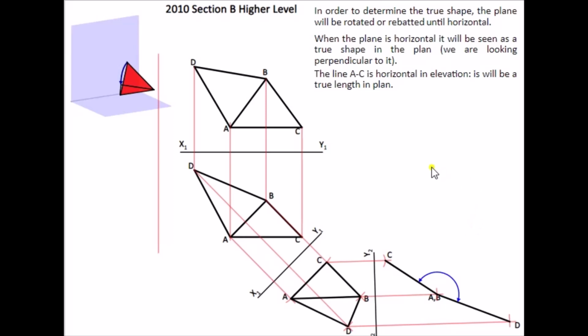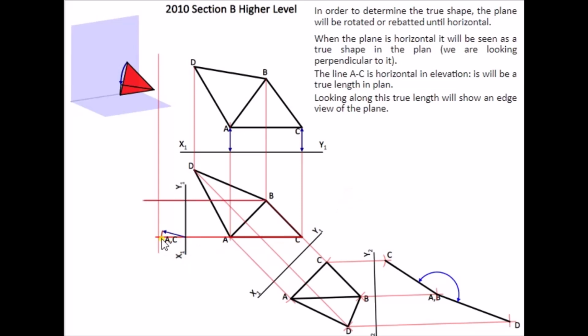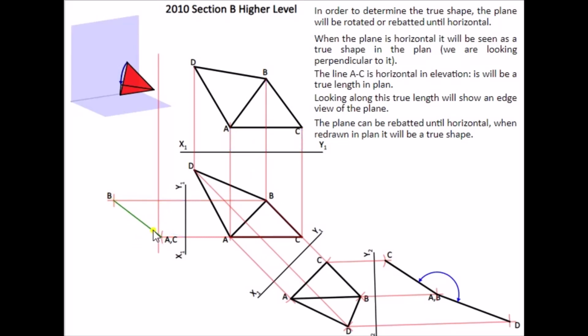In this question they want us to see the true shape of this triangle ABC. The easiest way to do this is to draw an auxiliary. AC is level in elevation, so that means it's a true length in plan. So if we project an auxiliary looking along AC, we see it as a point. Then B's height, found in elevation, is brought onto the auxiliary and marked off in this location here. So this here is an edge view of this triangle.